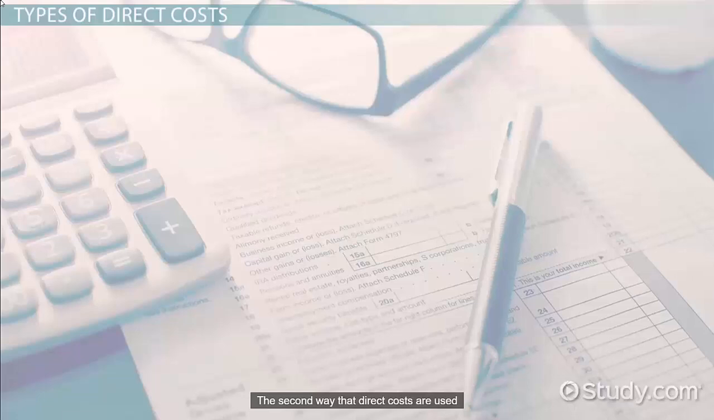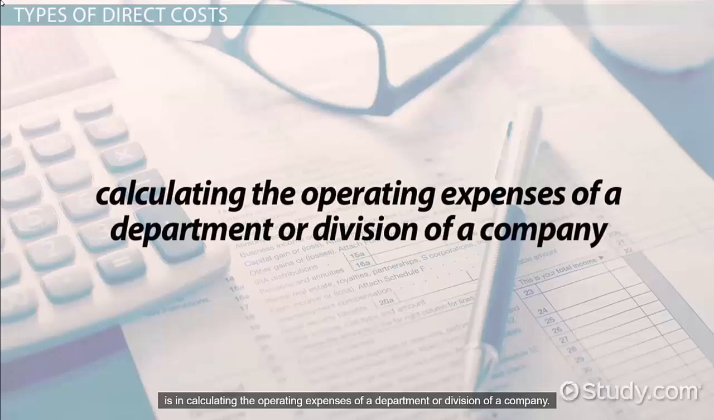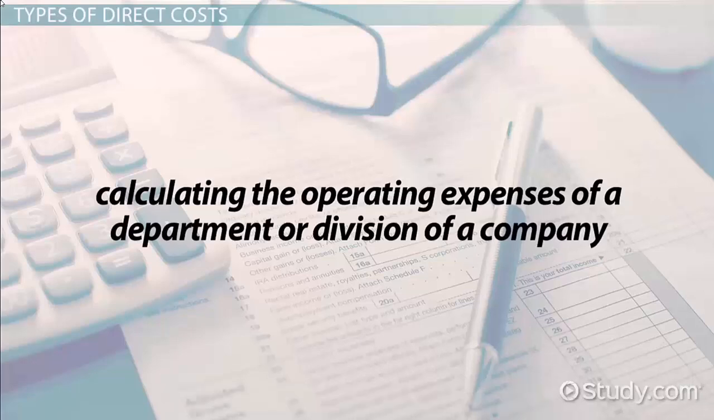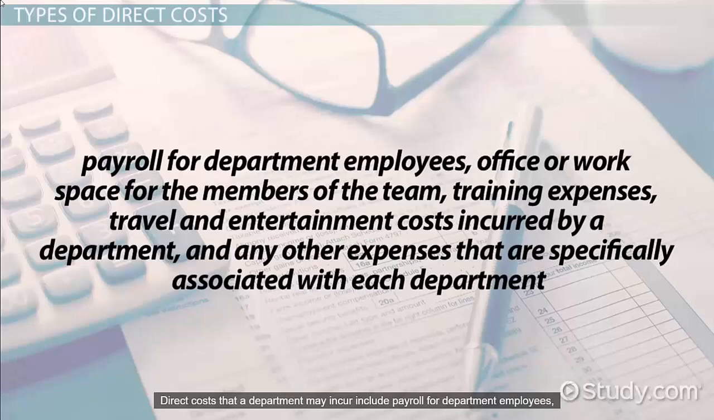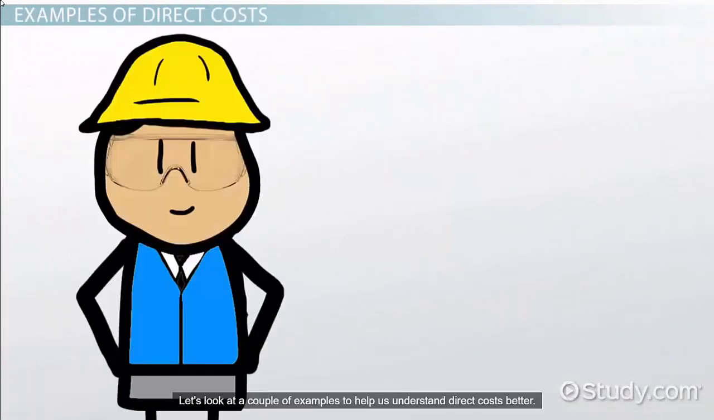The second way that direct costs are used is in calculating the operating expenses of a department or division of a company. Direct costs that a department may incur include payroll for department employees, office or workspace for the members of the team, training expenses, travel and entertainment costs incurred by a department, and any other expenses that are specifically associated with each department. Let's look at a couple of examples to help us understand direct costs better.